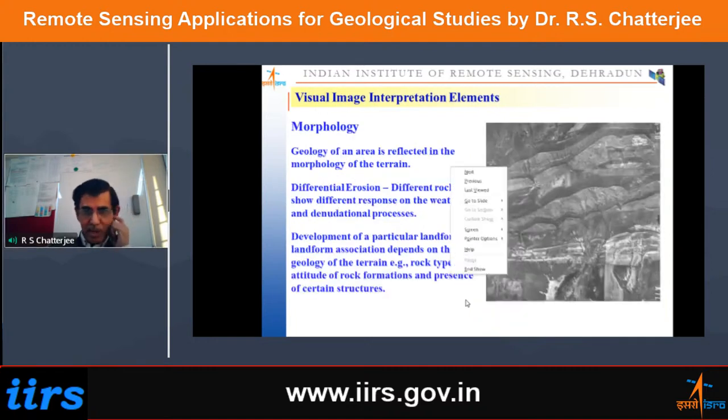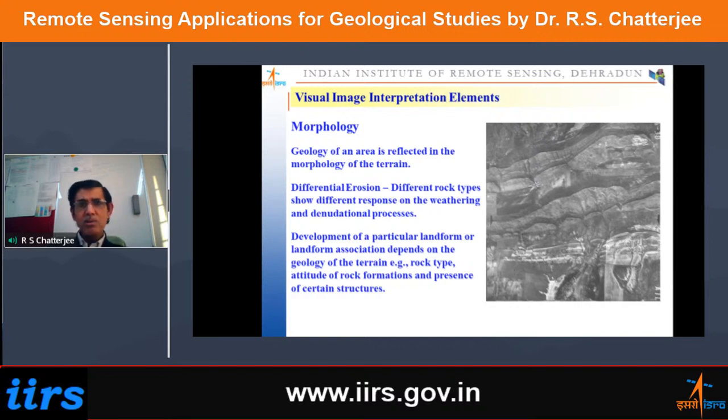So the slide transition is taking a little time. So morphology, these are the indirect interpretation elements. Morphology is basically how it is expressed on the surface. The geology of an area is reflected in the morphology. And here you see a ridge-valley topography is the morphology of this particular area.